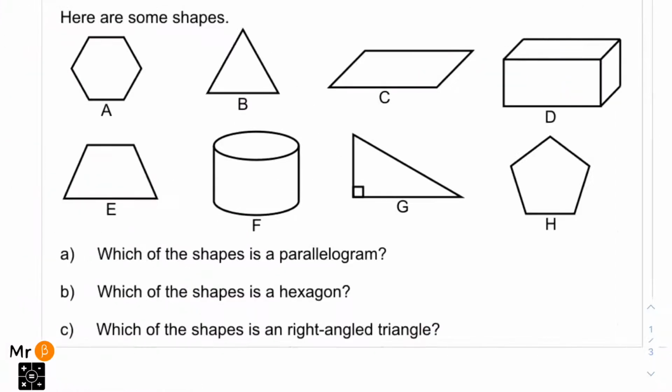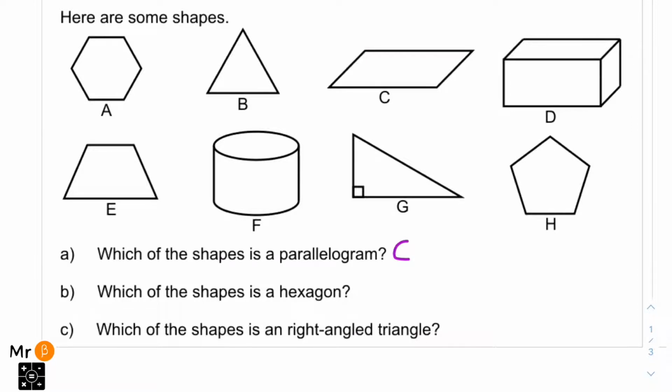So, which of these shapes is a parallelogram? Well, we know that it's got to have the properties opposite sides have to be equal, opposite sides have to be parallel, and also it's not symmetrical either horizontally or vertically, otherwise that would have been a rectangle. It's also got rotational symmetry order 2. So that one would be shape C.